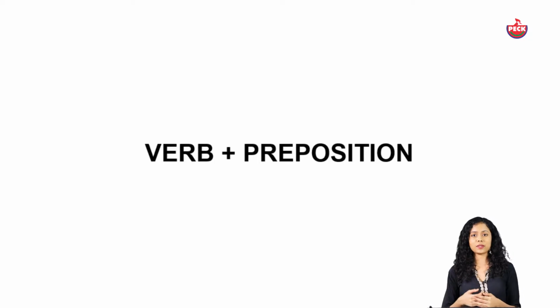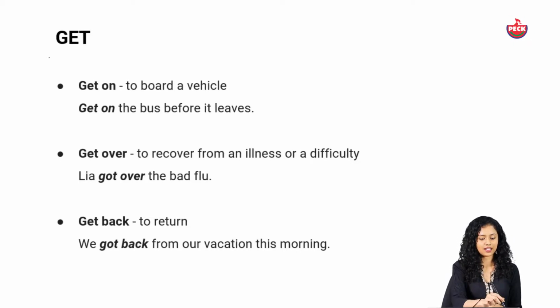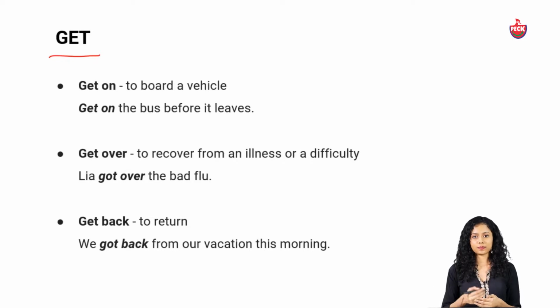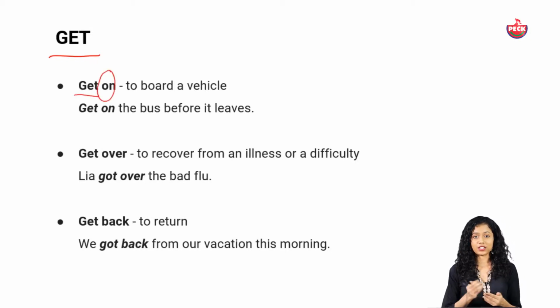Now let's look at how to construct a phrasal verb using this formula. Verb plus preposition. The first verb we're going to use to make a phrasal verb is get. Get on. So this is the phrasal verb. Get is the verb and on is the preposition. Together they make a phrasal verb. So get on means to board a vehicle. You can say get on the bus before it leaves. So it means to board the vehicle before it leaves.